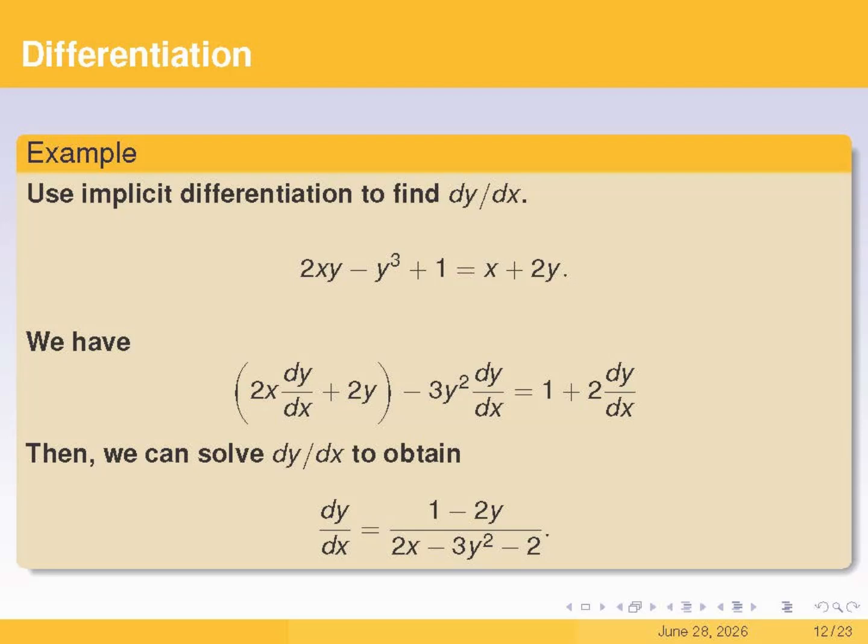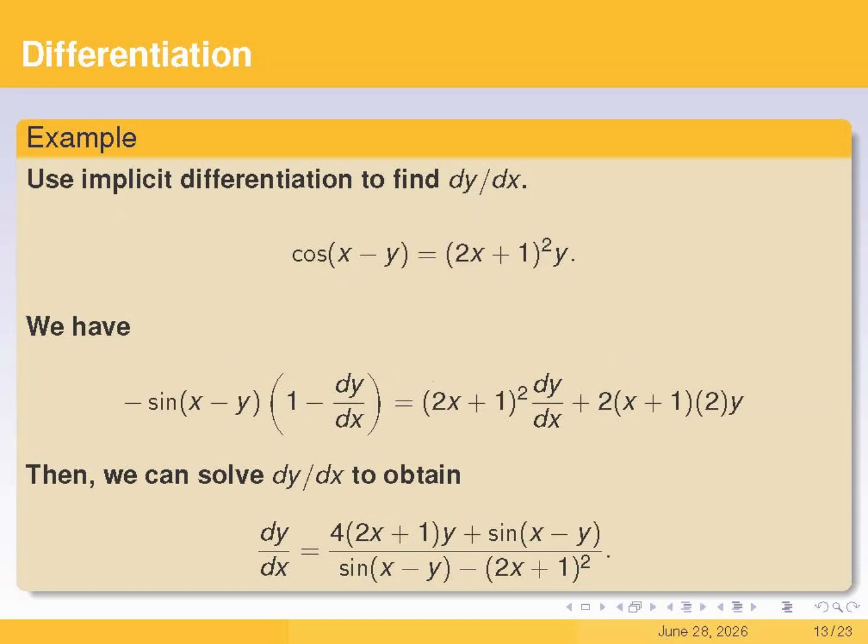Then, we differentiate the right side of the equation. By the same token, considering y as a function of x yields the complete mathematical expression on the fourth line of the screen. Finally, by solving for dy dx, we obtain the implicit differentiation in the last line.